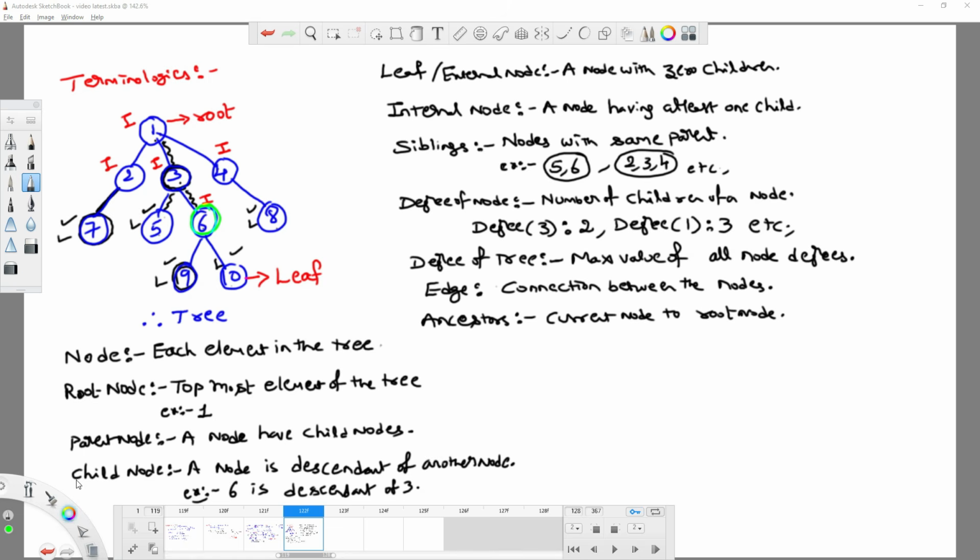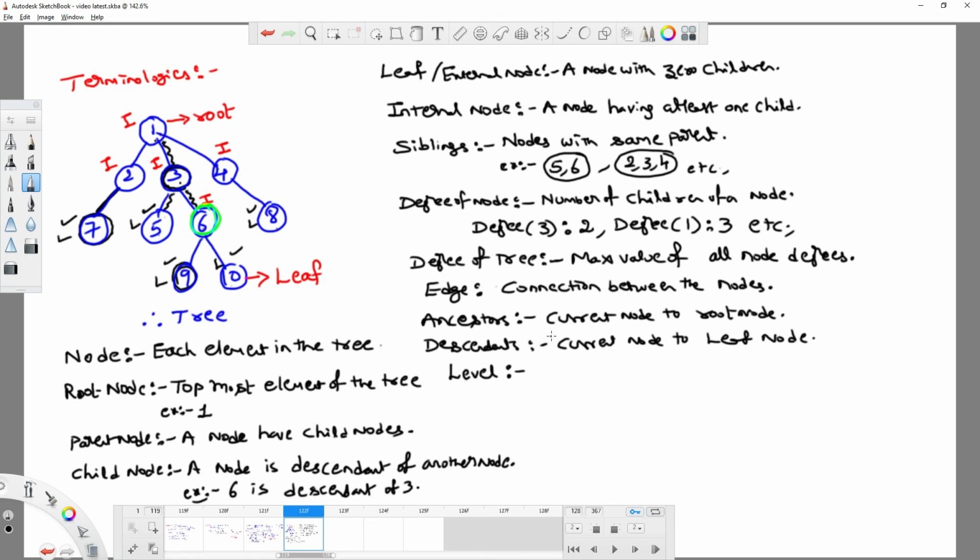Similarly, you can have the terminology descendants. Already we discussed. Descendants means current node to leaf node, which we call descendants. Is it clear? Next one, level.